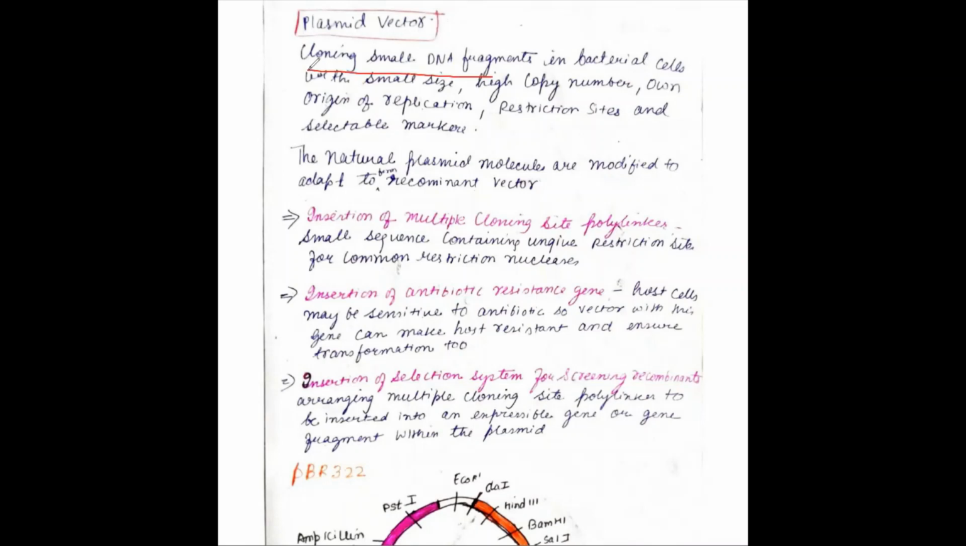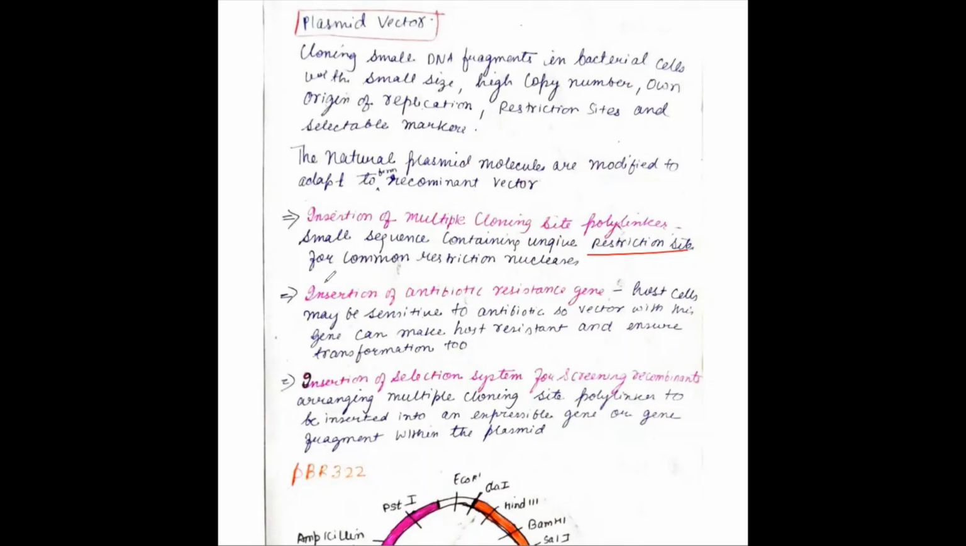It's for cloning small DNA fragments, with small size, high copy number, origin of replication, restriction sites, selectable markers, and so on. As I said, we need to modify the vector because under its natural conditions, it won't help us. So what do we do? We insert multiple cloning sites. That means we need to have restriction sites, and these restriction sites should be common for a lot of restriction endonucleases.